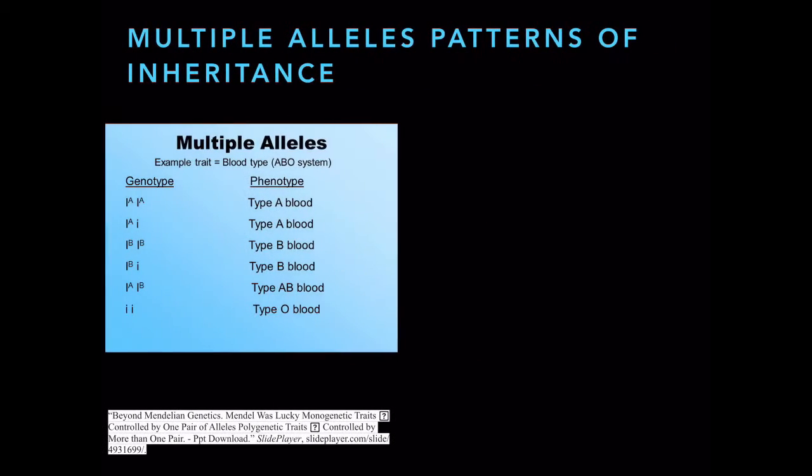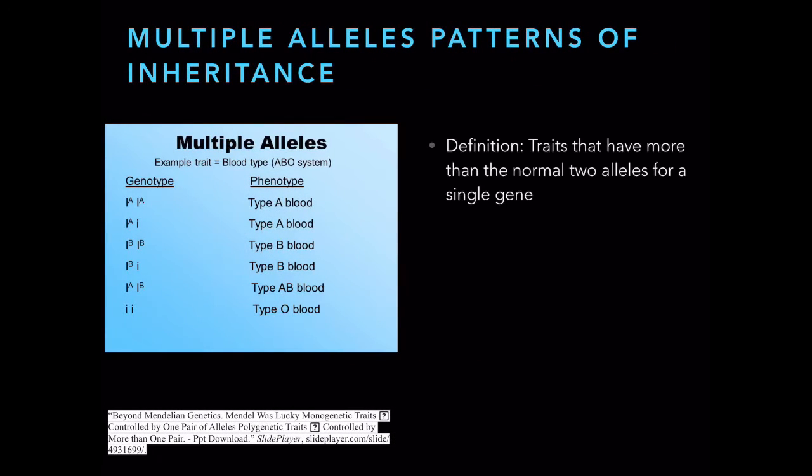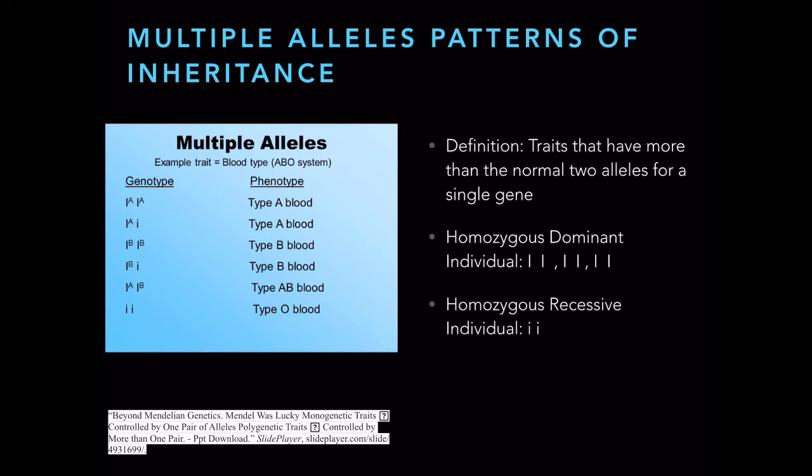Our next type of inheritance is multiple alleles. It's defined as traits that have more than the normal 2 alleles for a single gene. I will be using the example of blood types. Let's look at the genotypes to see if there's different alleles.